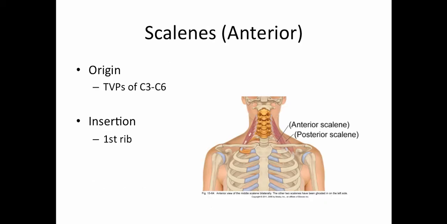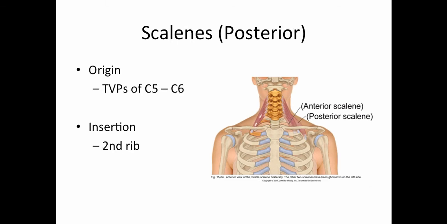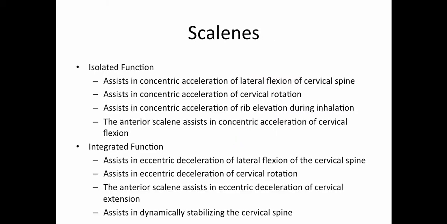There are several portions of scalenes. We have the anterior portion, which you can see in this photo, and the middle portion, and the posterior portion. The isolated functions of the scalenes are that they assist in concentric acceleration of lateral flexion, cervical rotation, and rib elevation. This rib elevation occurs during inhalation.